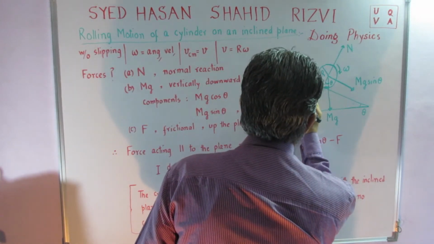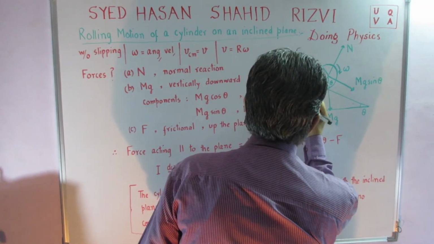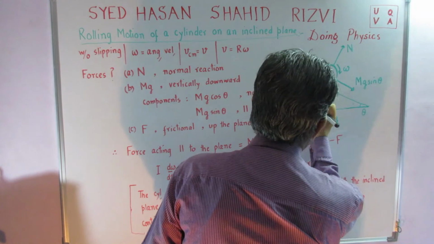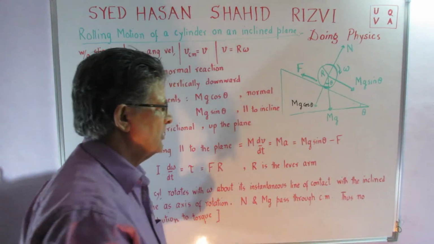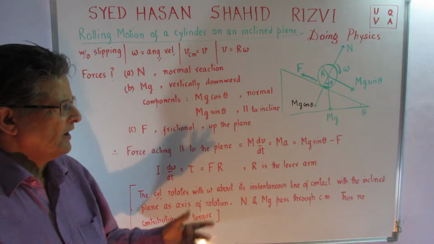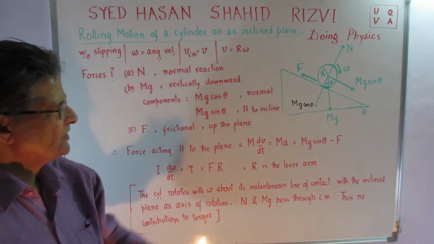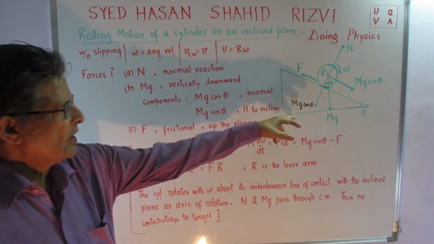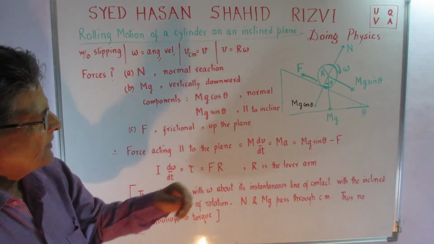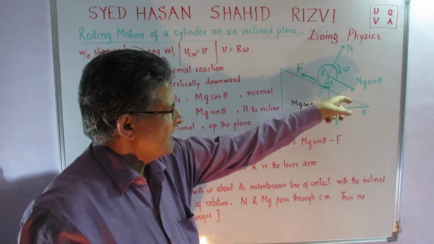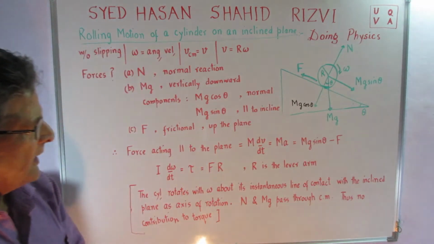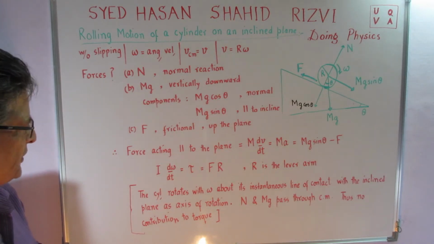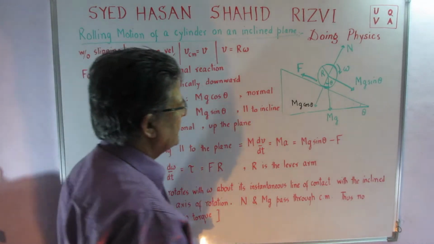I just write this here as mg cos theta, because this is the angle theta. You can prove it, it's easy, but I'm not proving it, okay. So mg cos theta in the normal direction and mg sin theta along the incline, parallel to the inclined plane. Then the third force is the frictional force, which is up the inclined plane.